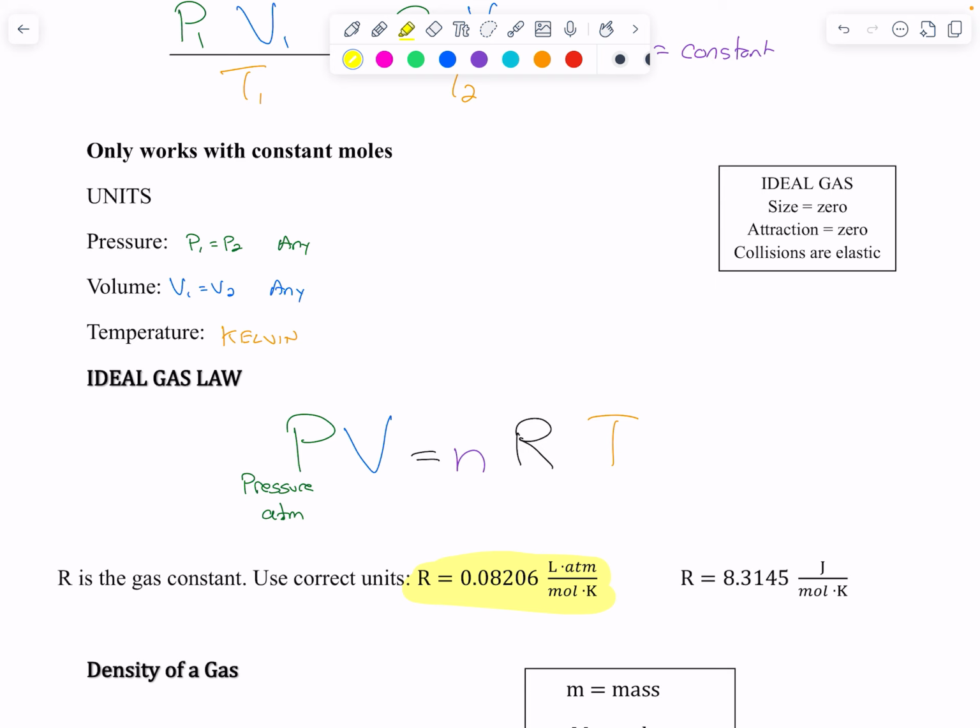There's a liters-atmospheres to joules conversion. So they're the same gas constant. 0.08206 is the same number as 8.3145. That's just the units are different. We need this one because our volume needs to be in liters. Obviously our moles. And our temperature is in Kelvin. All right? So that's how the ideal gas law works.